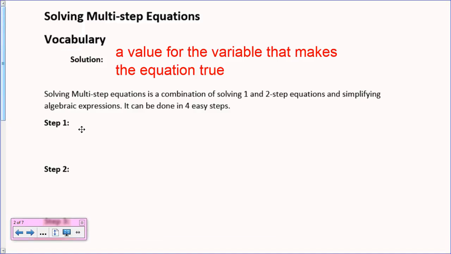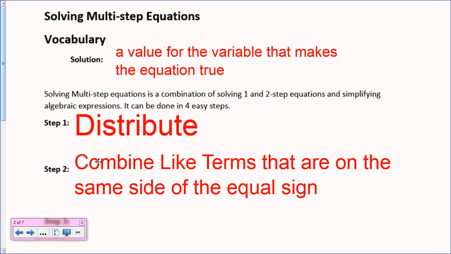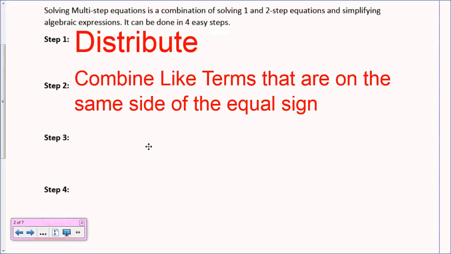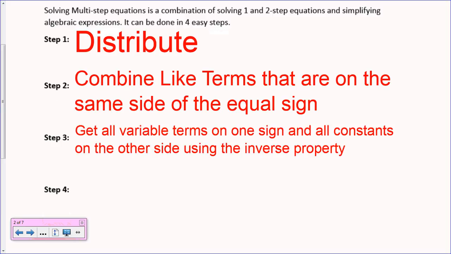Okay, so step 1 is to distribute. Again, if there's anything that needs to be distributed, we have to do that first, okay? Step 2 is to combine like terms. Now, like terms are going to be the ones that are on the same side of the equal sign, okay? So make sure you're only combining the stuff that's on the same side of the equal sign, and then we'll deal with it when they're on different sides later, but combine like terms that are on the same side of the equal sign, okay?